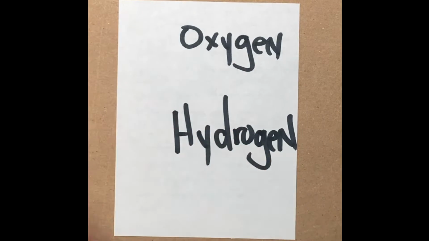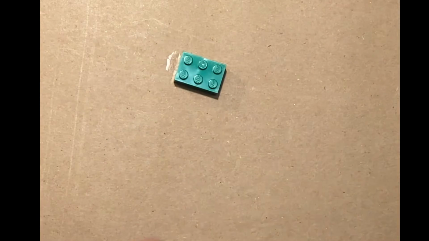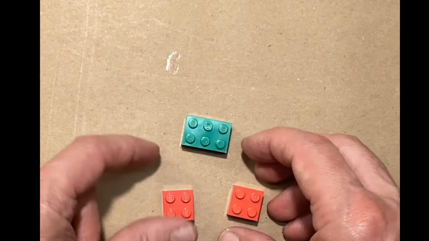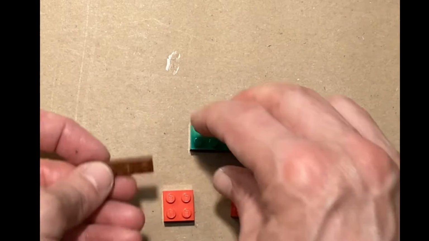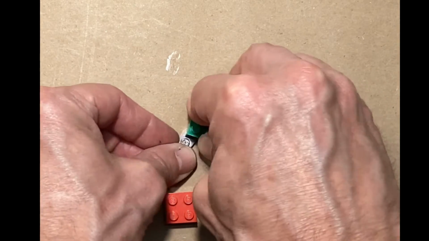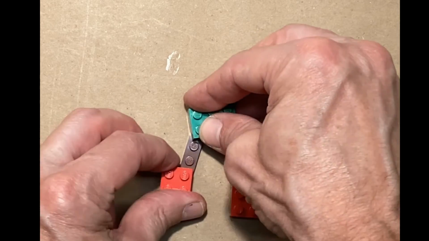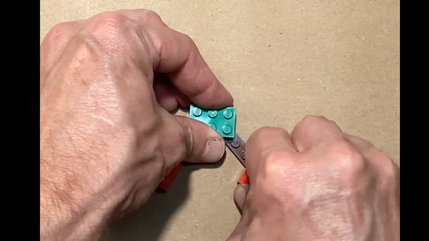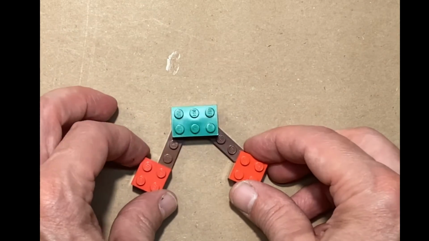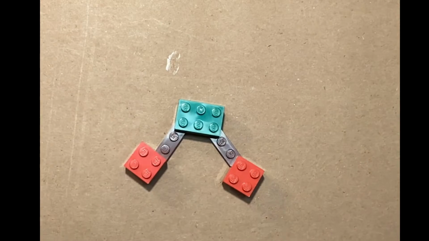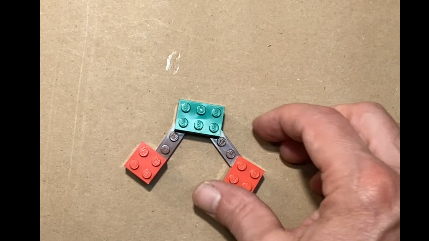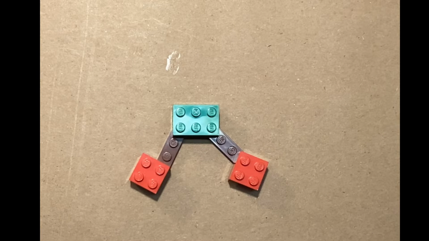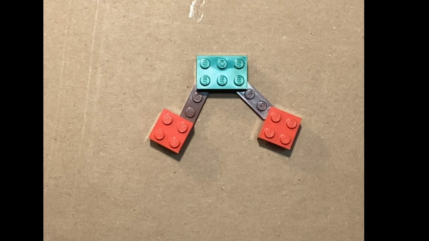How this works, and this is related to chemistry, is we have our two hydrogens and one oxygen, and they're bonded together. I'm snapping them in like this, and snapping them together like this. So what we have here is a model of a water molecule, and the brown pieces represent the bonds.